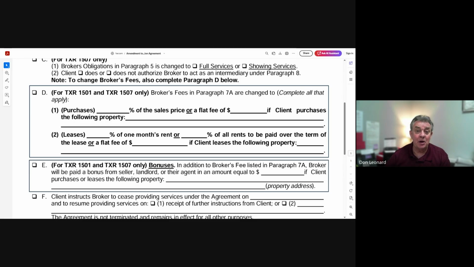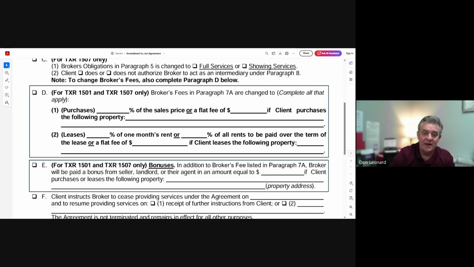E talks about bonuses. If I'm working with a builder and the builder's offering me a bonus, then again, the amount of the bonus, because they typically think of bonuses as a dollar amount, not a percentage. It could be a percentage, but they want a dollar amount there. So you'd have to go ahead and extrapolate that out.